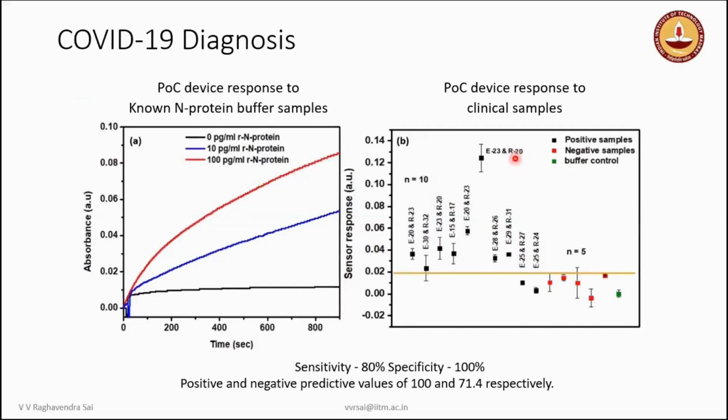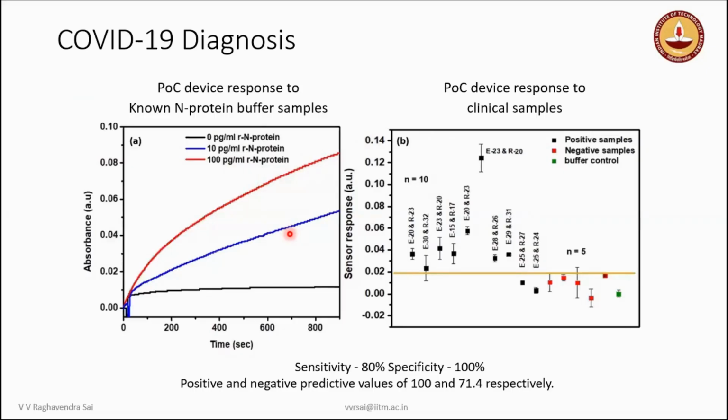So this is the response. The POC device was able to detect N protein, recombinant N protein, down to 10 picogram per ml in solution. So these are spiked samples. This is the response for 10 picogram per ml. And now we are sure that the POC, the point of care device, is working. So we use this POC for clinical samples.